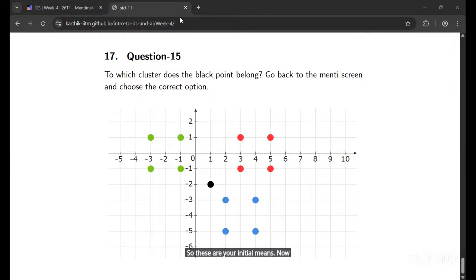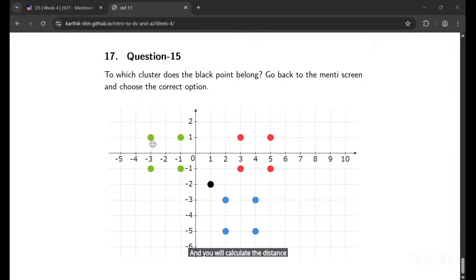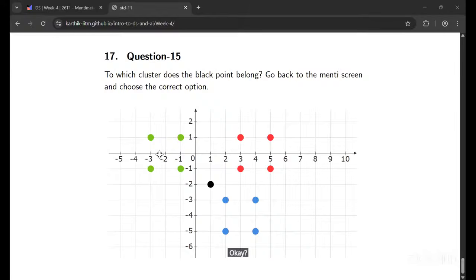Now what you will do is you will take each point on the graph and calculate the distance of the point from these two initial means. And then you're going to form two clusters this way. I hope you are able to understand what I'm trying to say. Ma'am, so we're basically using the K clustering method, right? Yeah, correct.